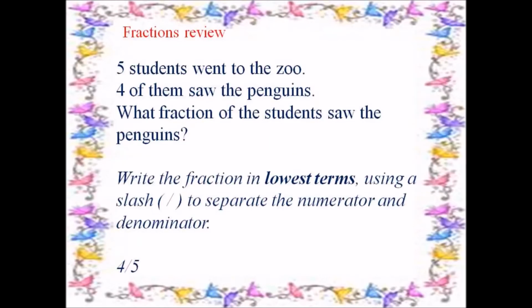Fractions review. 5 students went to the zoo. 4 of them saw the penguins. What fraction of the students saw the penguins? Now we have to write the fraction in lowest terms using a slash to separate the numerator and denominator. There were 5 students, so 5 can be put into the denominator. And how many of them have seen? 4. So 4 will become the numerator.